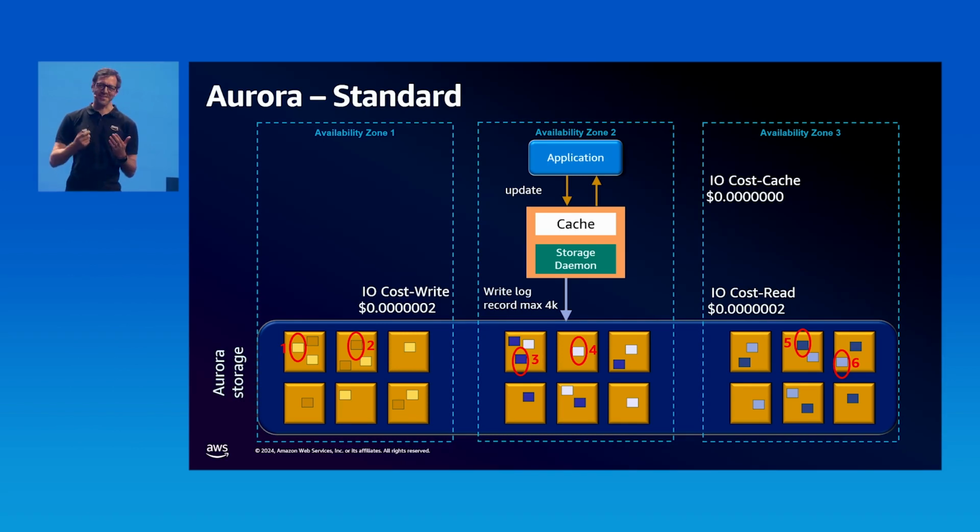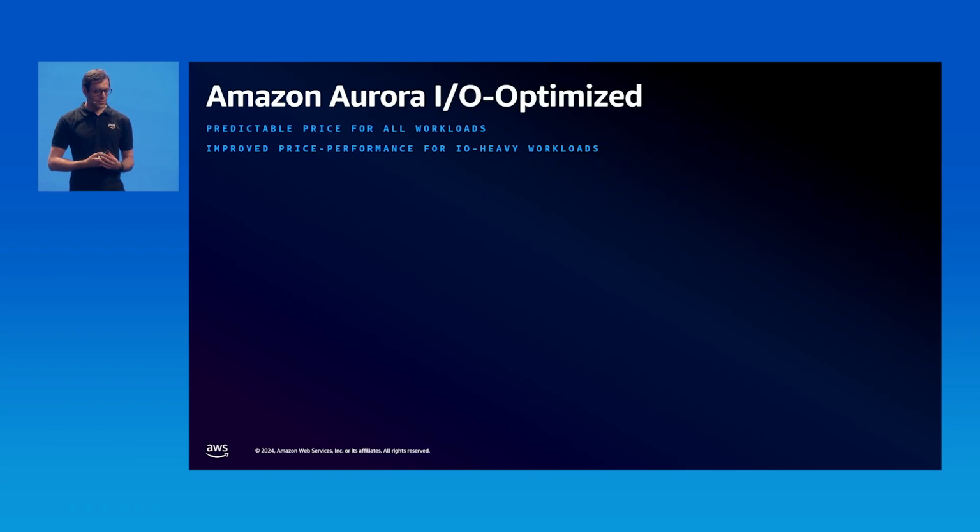The challenge here is that I cannot really measure how many IOPS I will have tomorrow. I may have a dynamic application with many requests today, more tomorrow, and fewer the day after. So the cost is oscillating, and I can't really predict how many IOPS I will have, and therefore I cannot predict the cost of my cluster. So we introduced a new storage type called Amazon Aurora I/O Optimized, targeting a predictable price for all workloads.